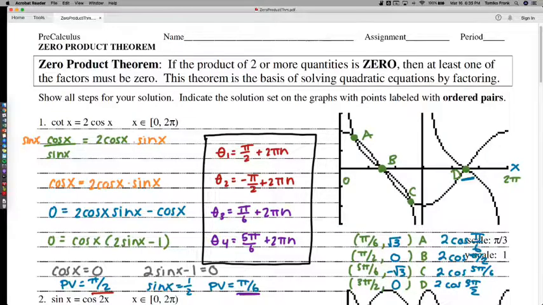So let's do it again for the next problem, but that is essentially what we're looking for. Your test is going to look like problems like this. Given a graph, you're going to have to also identify the ordered pairs where the two functions intersect.